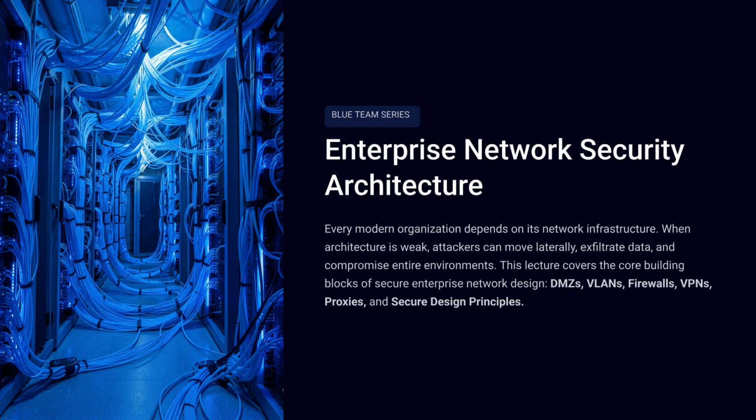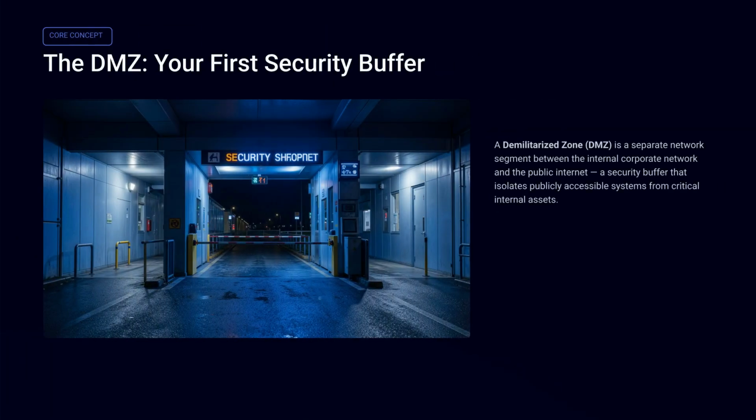Every modern organization relies on its network infrastructure. Weak architecture can allow attackers to move laterally and compromise entire environments. This video covers the core building blocks of secure enterprise network design: DMZs, VLANs, firewalls, VPNs, proxies, and secure design principles. The demilitarized zone, or DMZ, is your first security buffer.